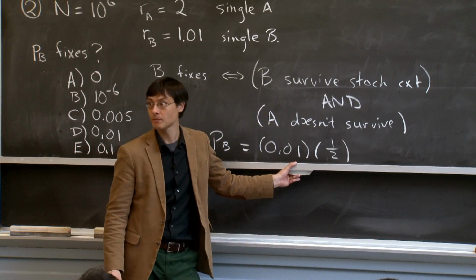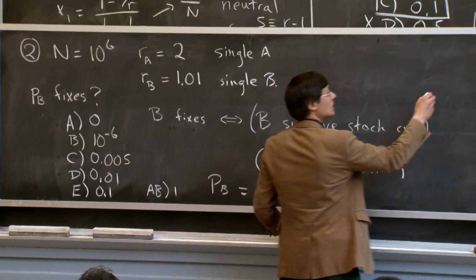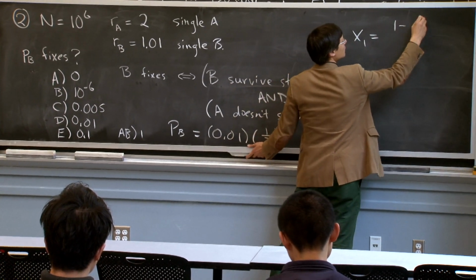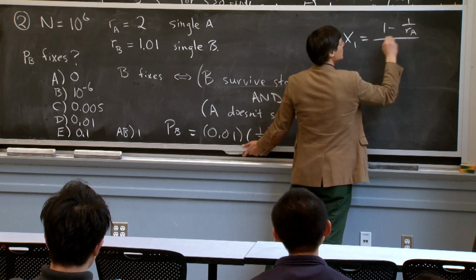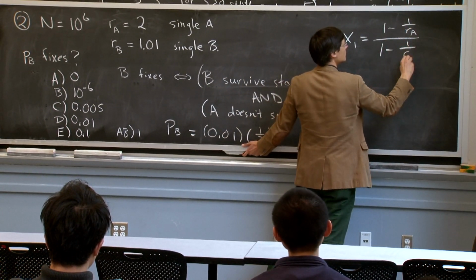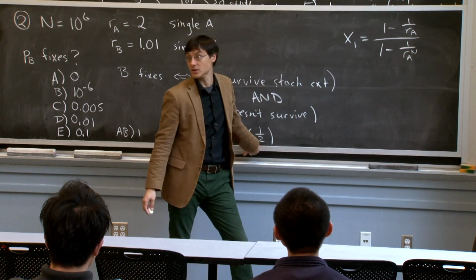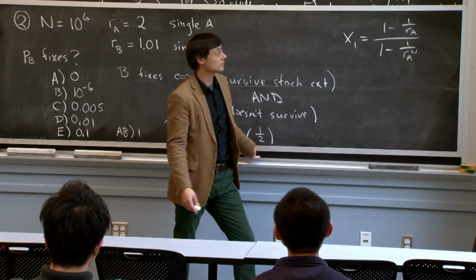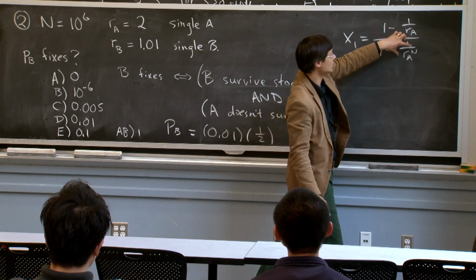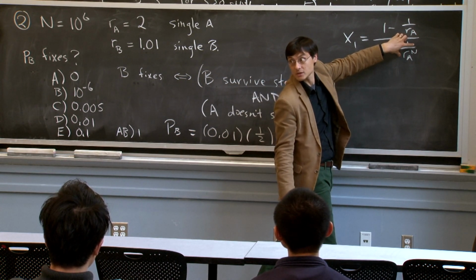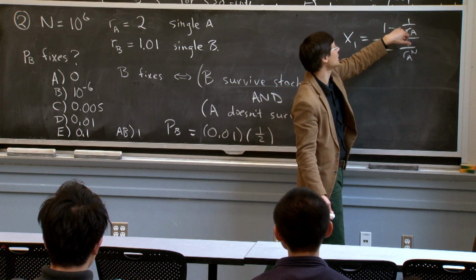Now the half, just to remind ourselves, comes from this thing, x1 for A, right? There's this 1 over. This thing is what? Zero. Right, so this thing very quickly goes to zero, right? So this is 1/2 to the millionth power. Okay, so that's zero. So we just get 1 minus 1/2.